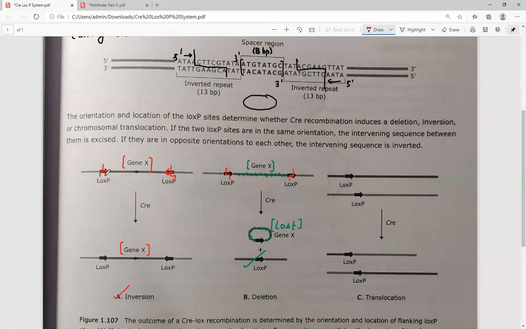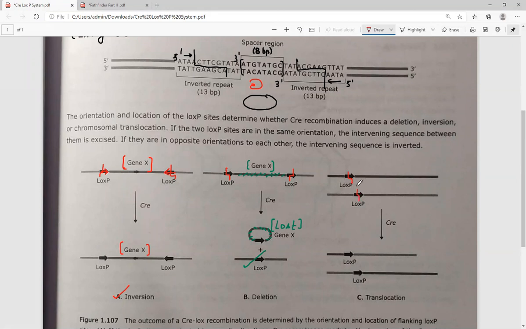So if the two LOX sites are in opposite direction, gene X will undergo inversion because they will be cleaved in such a manner that the gene X will undergo a 180-degree turn, and then the same gene will be joined over the DNA molecule. Now, when the two LOX sites are present on the two homologous chromosomes, then they will undergo recombination. How will they undergo recombination? This would be the site where the recombination can take place. It would be cleaved like this. Another LOX will also be cleaved in a similar manner.